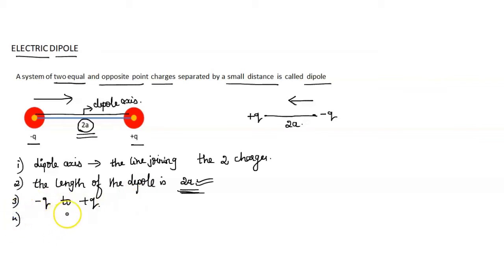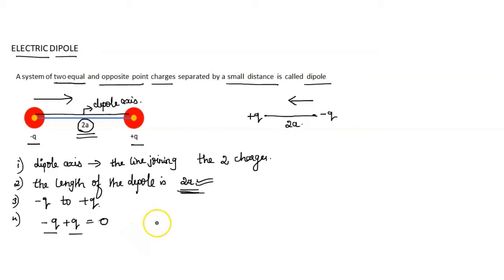Fourth one, the total charge on the dipole. How to calculate the total charge? That is minus q plus q. What is the value? Minus q and plus q cancel out each other, so this value is 0. Hence, we can say that the value of total charge in a dipole is always 0.